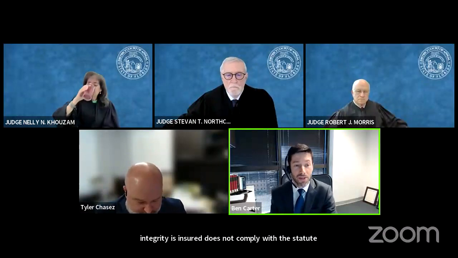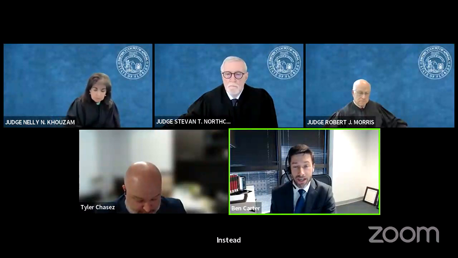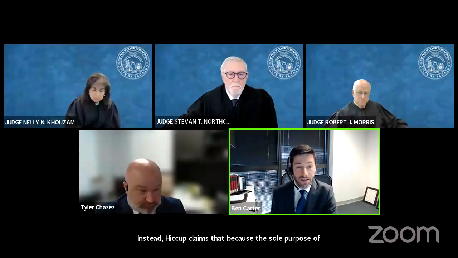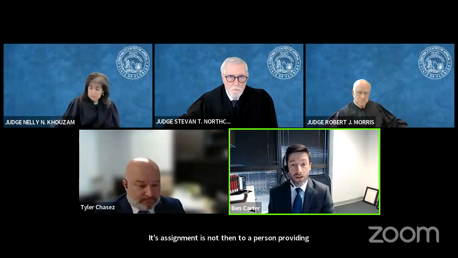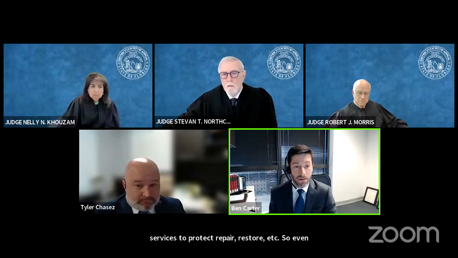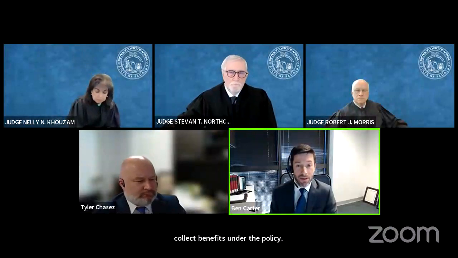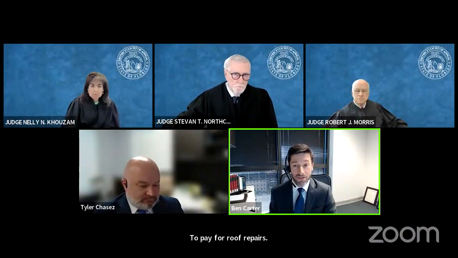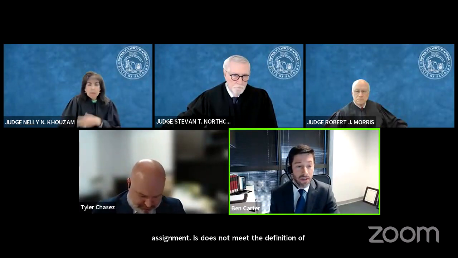Instead, HICA claims that because the sole purpose of its assignment is to file a lawsuit against American Integrity, its assignment is not then to a person providing services to protect, repair, restore, etc. So even though the undisputed purpose of this lawsuit is to collect benefits under the policy, to pay for roof repairs, HICA claims that its assignment does not meet the definition of assignment agreement and does not have to comply with the statute. And Mr.